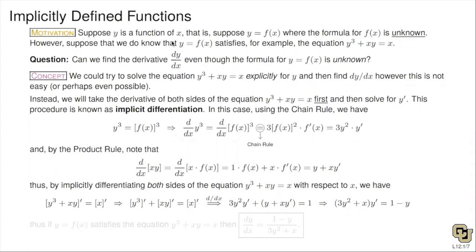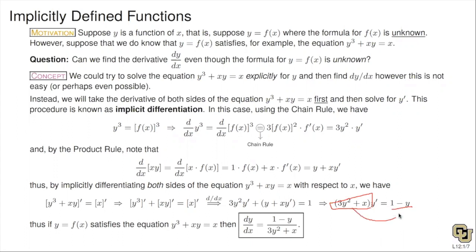So final step, I want to isolate the y prime. So I'm going to divide both sides by 3y squared plus x. And so my final answer for the derivative is dy dx, or y prime, equals 1 minus y divided by 3y squared plus x.